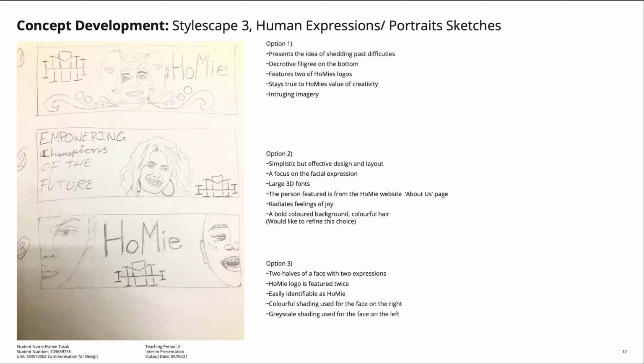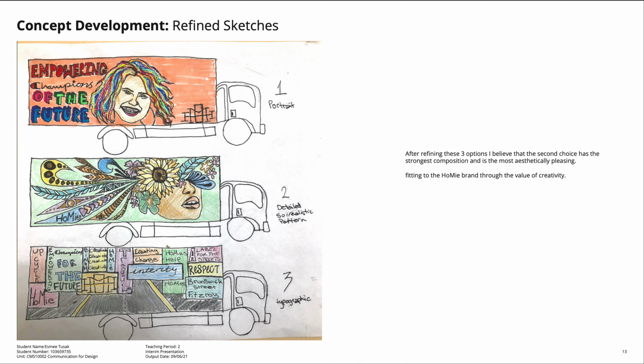Option 3 is also quite simplistic, featuring two half faces on each side of the canvas, one representing the stage in the Homey's targeted audience's life before they're given the life-changing opportunities and one afterwards. It also features the logo twice in the centre, making it easy for people to know that this is a Homey super graphic.